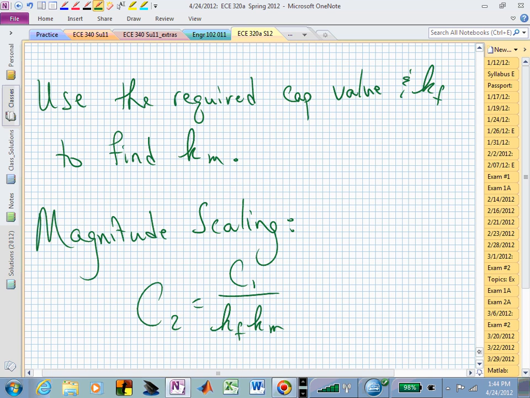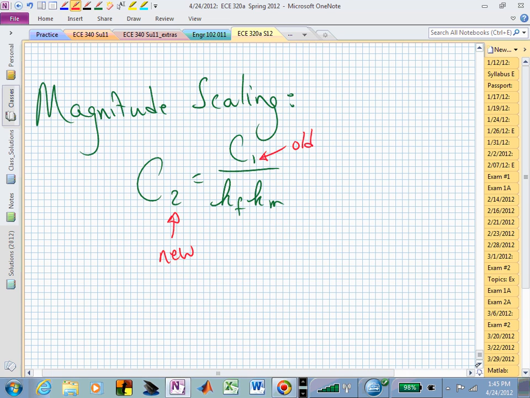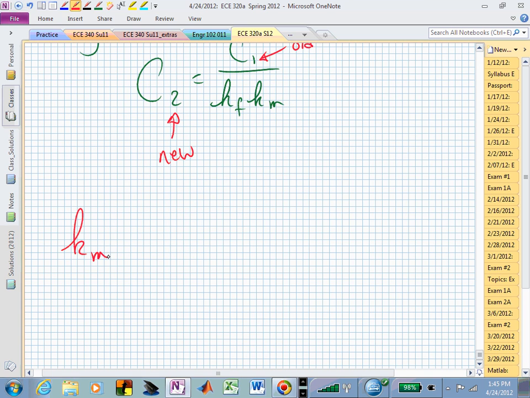So now, this was new, and this was old. We know K sub F, that's 628. We don't know K sub M. We know C sub 2, the new. The new needs to be 1 microfarad. C old was 1 farad. Let's now solve this for K sub M. And now we say that we have C1 over K sub F C2.